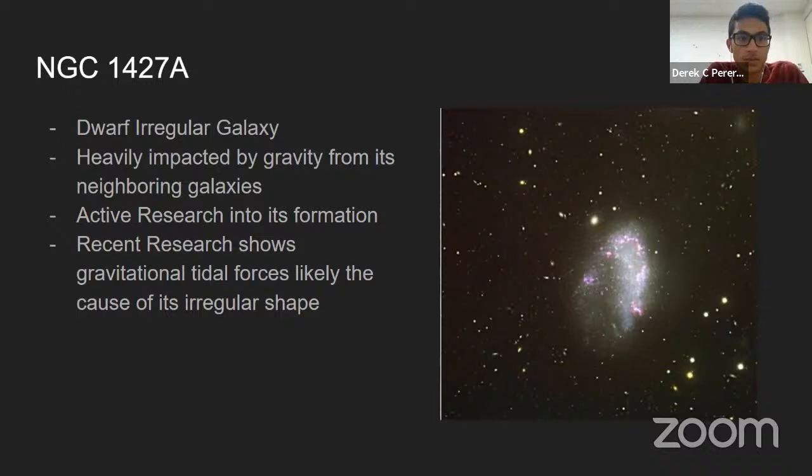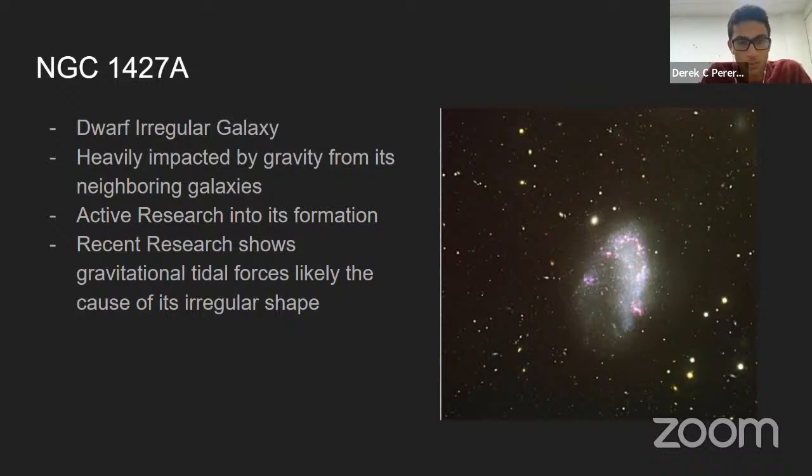So NGC 1427A is a galaxy that is located 51 million light years away in what is known as the Fornax cluster. And it is a dwarf irregular galaxy, meaning that it is supposed to be reminiscent of the early galaxies that formed in the early universe when galaxies were first taking shape. And what current research seems to suggest is that gravitational forces from the neighboring galaxies, recall that this is located in a galaxy cluster, so there are other galaxies around it, exert a tidal force on the galaxy that then creates its irregular shape.